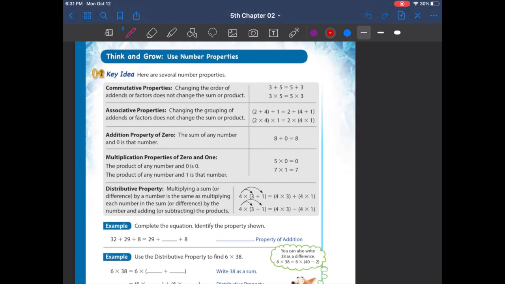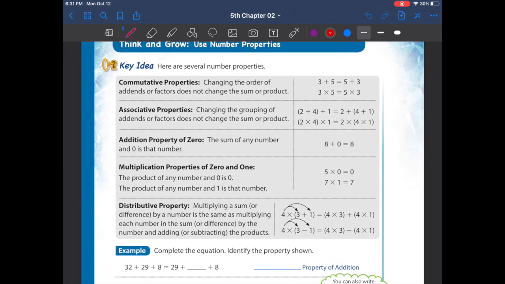All right, now let's move on to our first section, our key idea. Here's some things that we need to know and learn. Commutative property is right here. Let me use a bigger highlighter. What is the commutative property? The commutative property is the changing, all right, so it's the changing the order of addends and factors.